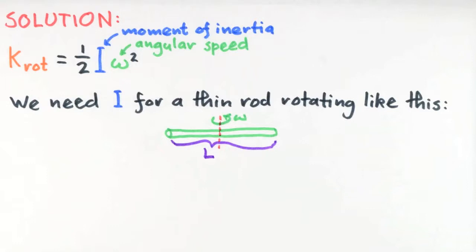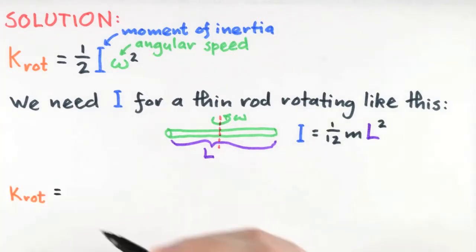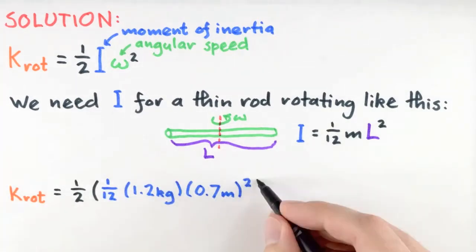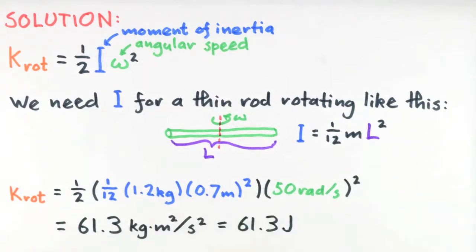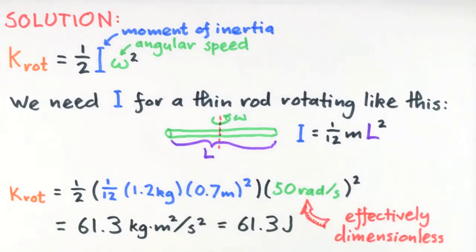The moment of inertia for a thin rod is 1/12 times the total mass times the square of the rod's length. We insert this expression into our formula for the rotational kinetic energy, then insert the numerical values, and we find the kinetic energy here. Notice that in our accounting for units, measures of angles, here in radians, are effectively dimensionless and, as a result, don't appear in our final result.